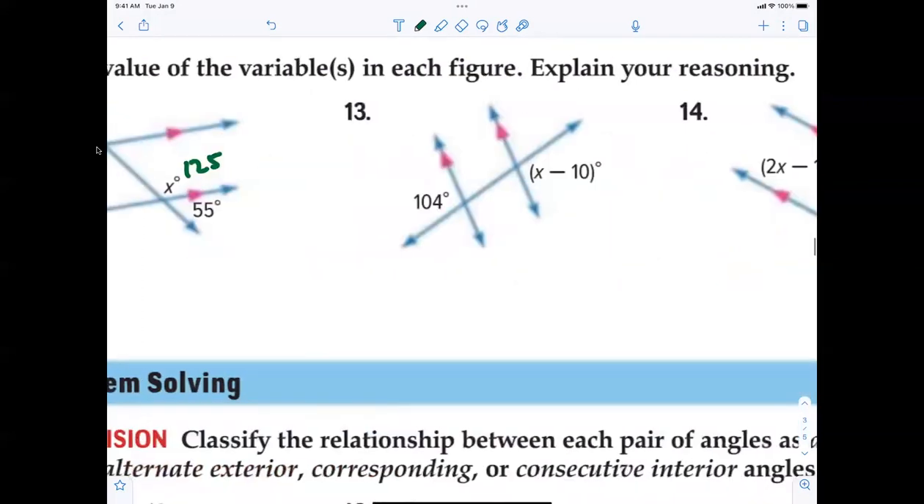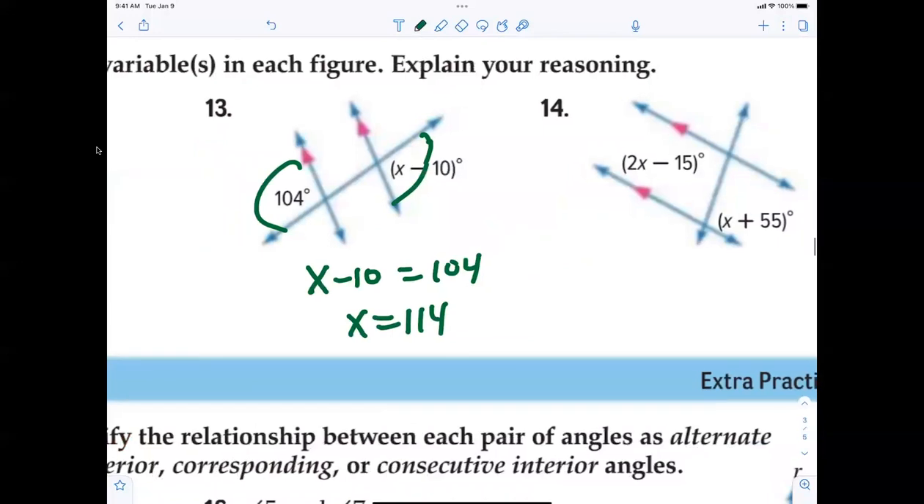And 13. What do we got for 13? X is obviously just what? Be careful. Say it. Yeah, 114, right? X equals 114. Because what's true about these two angles, guys? They're congruent. They're alternate exterior angles. So X minus 10 equals 104. You got to be careful. Easy to make mistakes.